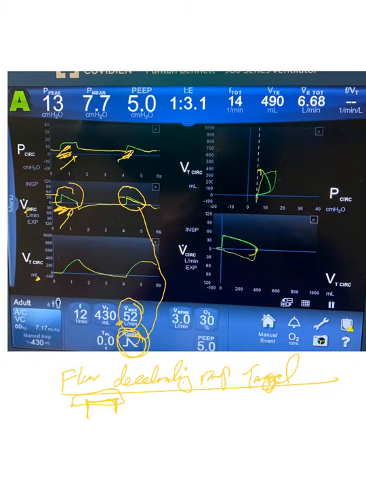And also look at this, the green is inspiration, the yellow is expiration, which we'll talk about later on. So this is a demonstration of the flow target. And remember, this is the flow sensitivity. And the trigger here is the AC trigger, the assist and control. We talked about it before.